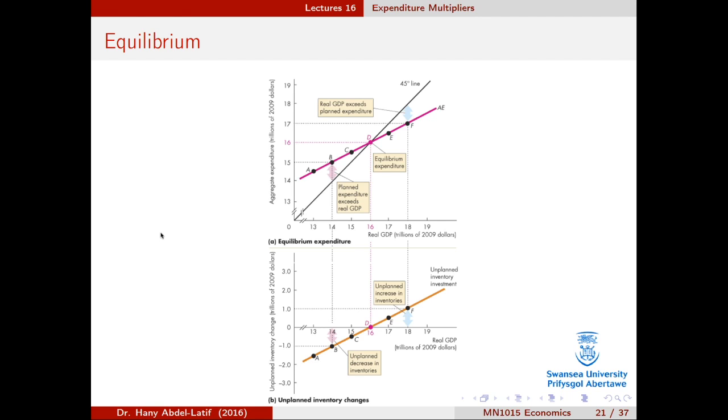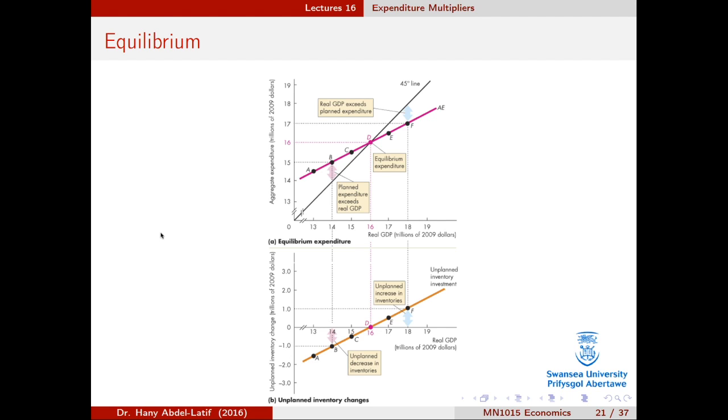So in the second example, all sectors want to spend 130, but firms produce just 100. That will cause an unplanned drop in their inventories, because they have to respond by bringing from their inventories from last year or previous years. That's something they didn't plan for, and next time they will increase their output, which means increasing real GDP. So we'll move toward D.